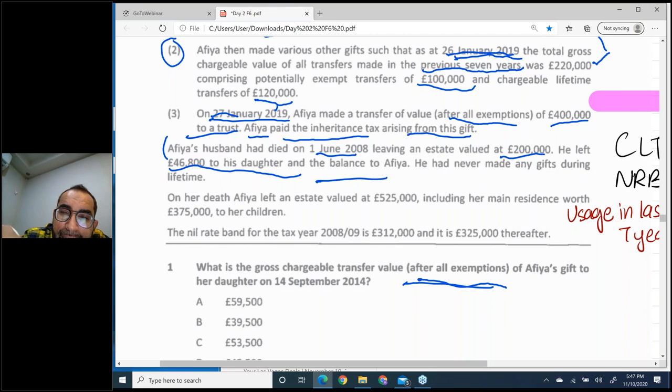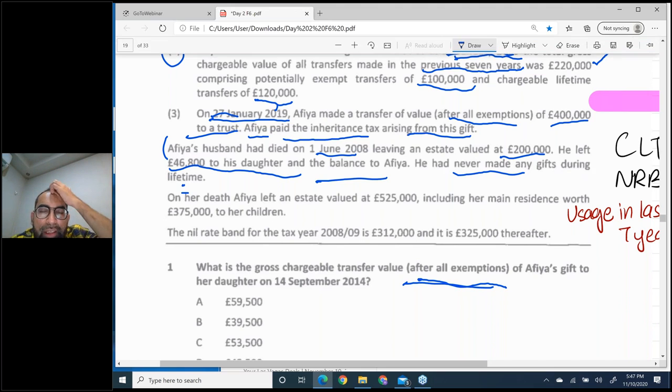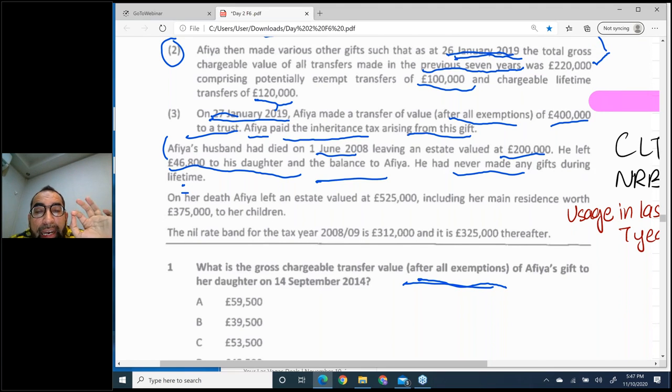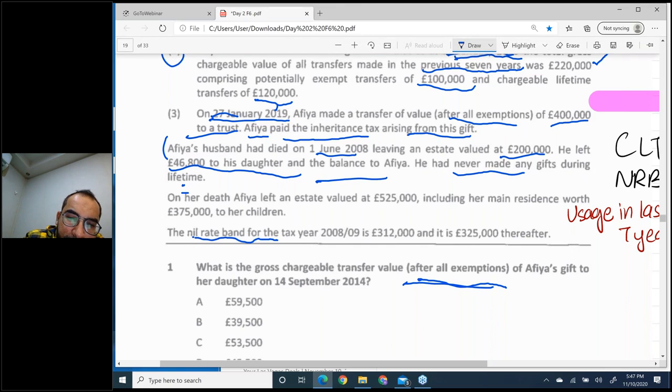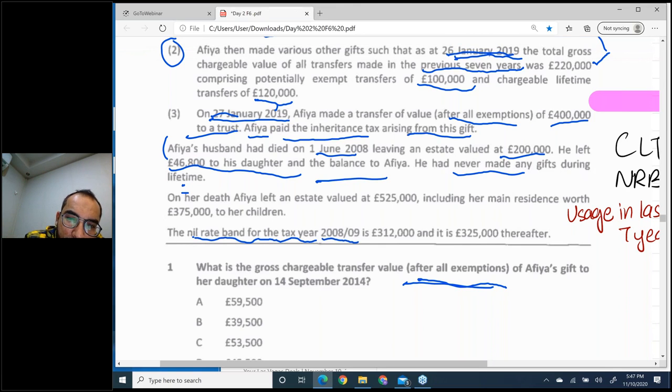Now wait, he had never made any gifts during his lifetime. No PET, no CLT of the husband. So just think, at the time of husband's death in 2008, the only chargeable estate was 46,800. Now wait, we are going back 12 years. The nil rate band for the tax year 08/09 is 312,000. In the year husband died, that is 2008, what was the NRB at that time? The NRB at that time was 312.